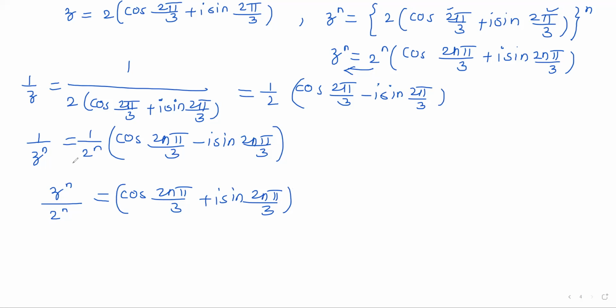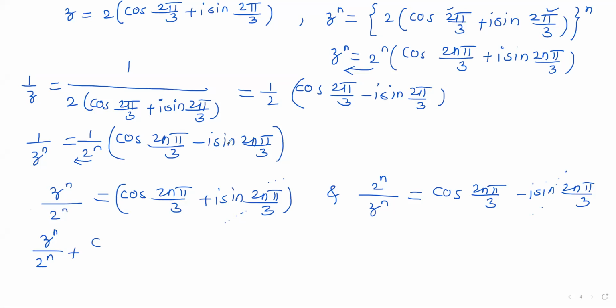Similarly, in this equation, if I shift this 2 raised to n to the left hand side, it will go in the numerator, and therefore this will become 2 raised to n divided by z raised to n, which is nothing but cos of 2n pi by 3 minus i into sine of 2n pi by 3, right? Now adding these two, as you can see, these two terms will get cancelled. So we have z raised to n upon 2 raised to n plus 2 raised to n upon z raised to n, which will become 2 cos of 2n pi by 3, as these terms get cancelled, right?